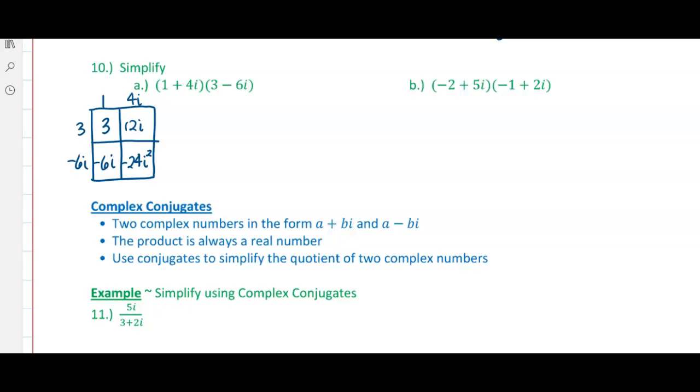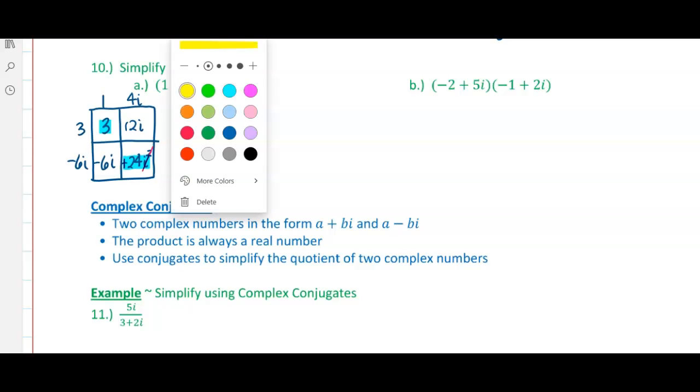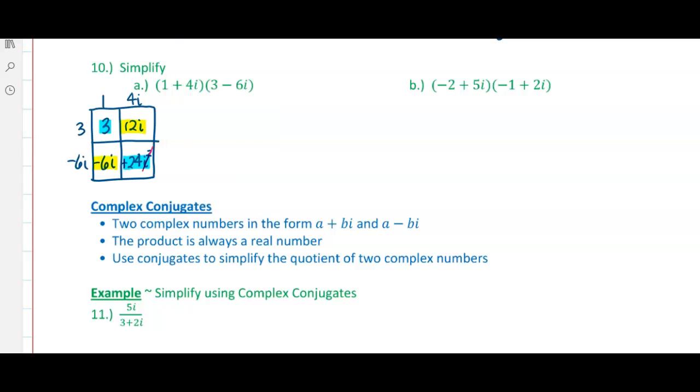But remember what happens here. i squared is defined as negative 1. So I'm going to cancel out my negative, because this is really negative 24 times negative 1, which is positive 24. I have some real terms, and I have some imaginary terms. And when I combine my like terms, I end up with 27 plus 6i.